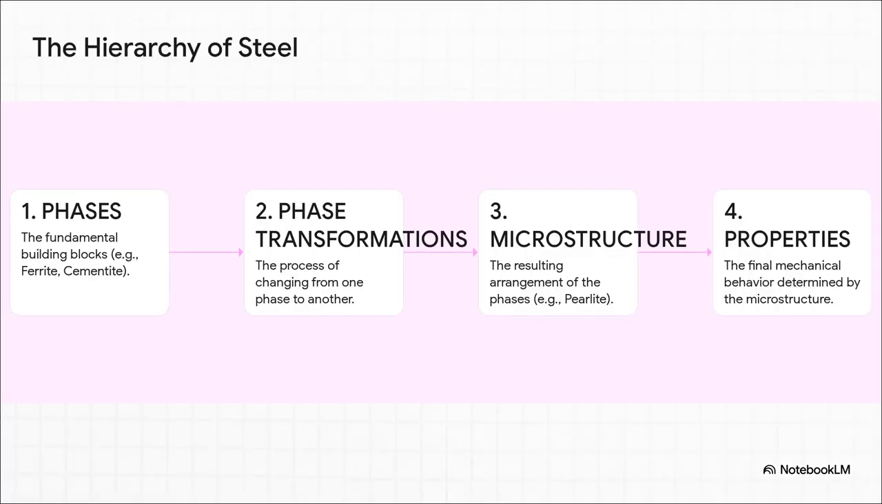This sequence is the crucial part to remember. It all starts with the fundamental phases. Then, through processes like heat treatment, these can undergo phase transformations. This creates the final microstructure, the specific arrangement of those phases. And it's that microstructure that ultimately determines the material's final properties, like its strength or ductility. You control the phases to design the microstructure to get the properties you want. It's a chain of command.